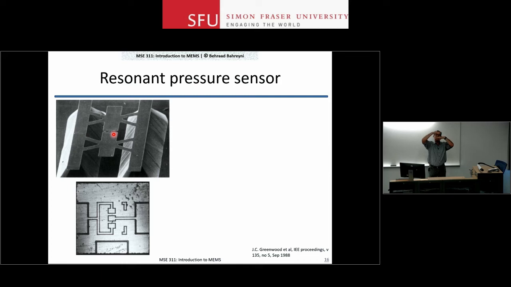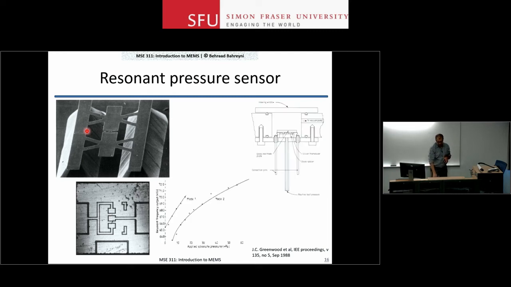Now, remember these two heels are made on the membrane. So if you have a pressure increase here, the membrane deflects upwards. The tops of these two heels will move further from each other. You apply a tensile strain on these springs here, and your resonant frequency goes up. And therefore, by measuring or monitoring the resonant frequency of that structure, you can estimate how much the pressure was.